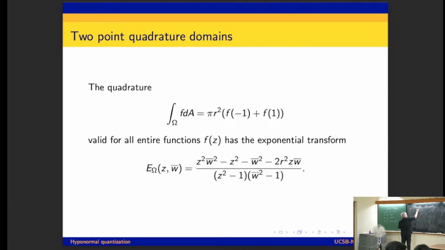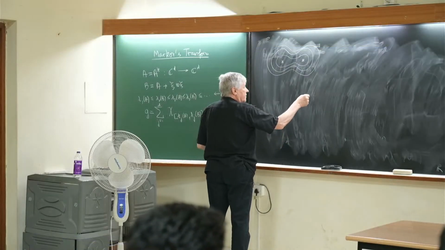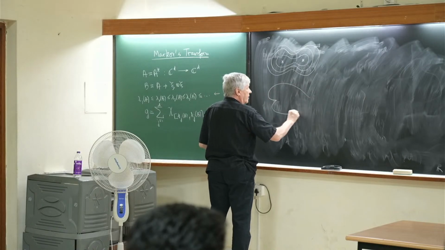So you have 2 points, and let's say the weights are equal, then for different values of the weight, you get this family of lemniscates with the same nodes. If you have a double point at -1, then again the domain is unique, and in this case it will be a cardioid, a heart.